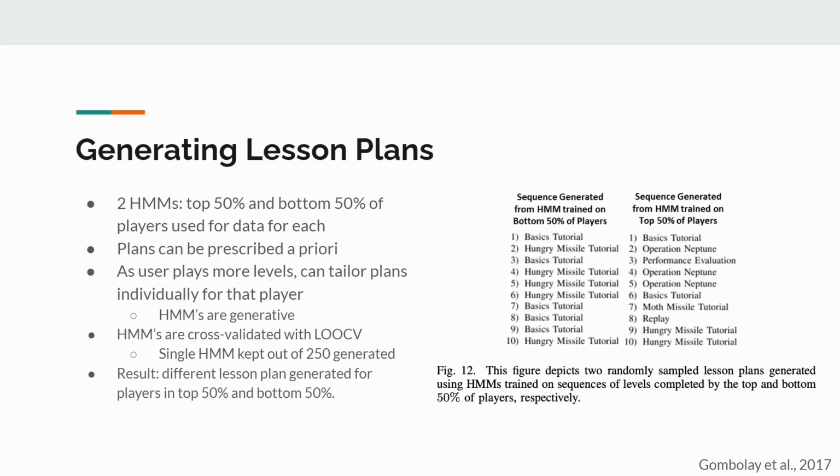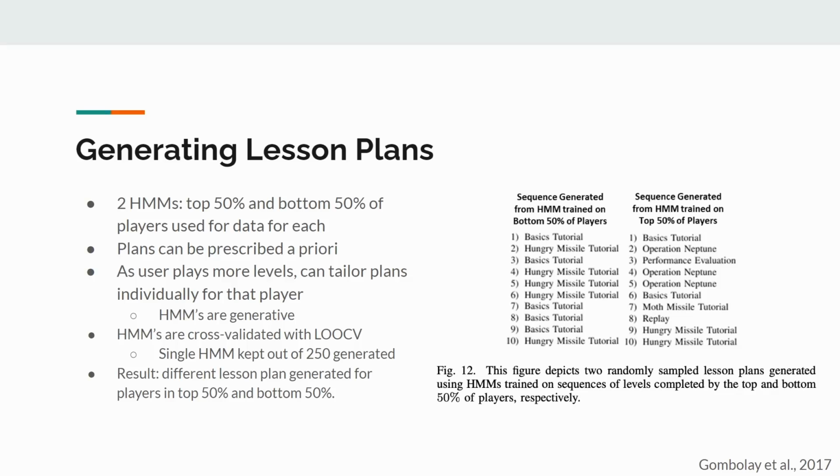Plans can be prescribed a priori, which means that there can exist a lesson plan before the player has played the game at all, which can indicate an optimal set of games to play in order for the player to be one of the top 50% of players. So what this model is really saying is that in order to be classified as an underperformer, the sequence of training levels on the left can be used for the game. However, for optimal players, the sequence on the right may be chosen in order to be in the top 50%.